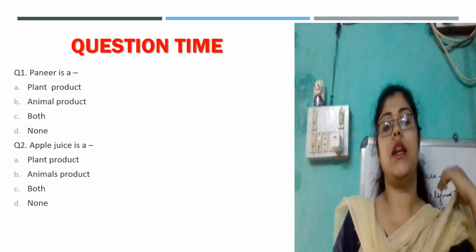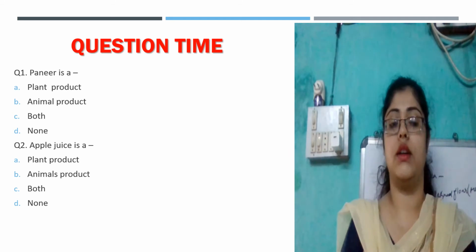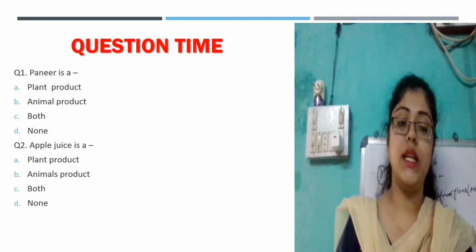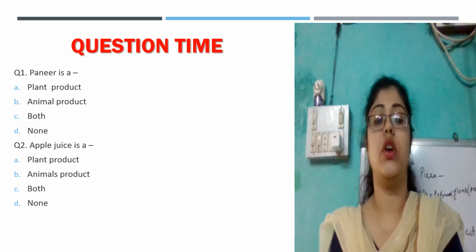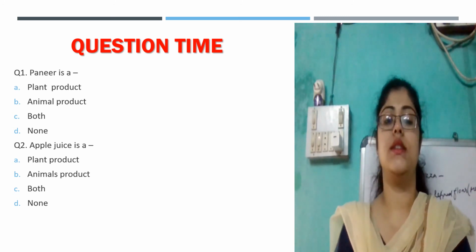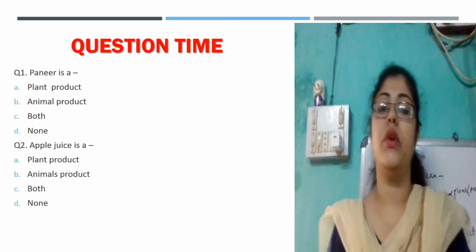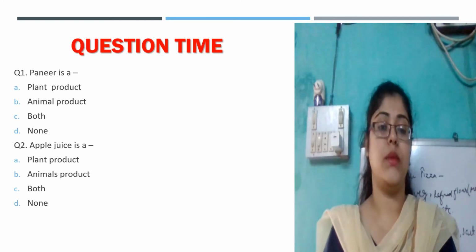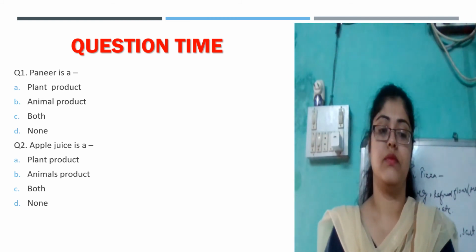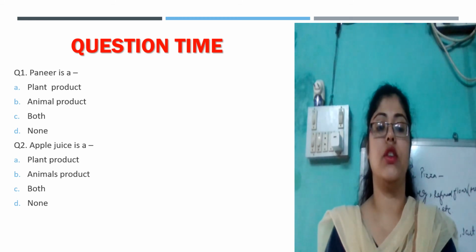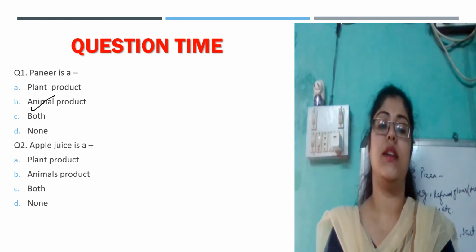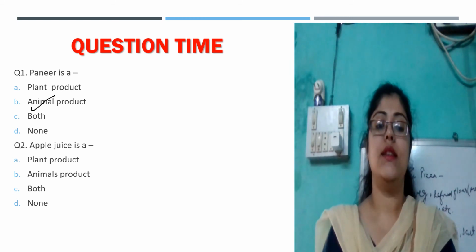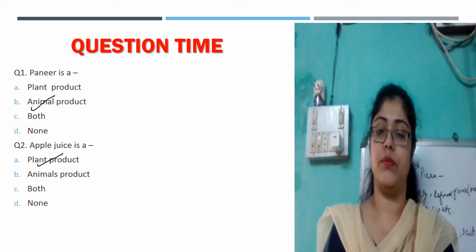So here is another question in front of you, kids. The question says that paneer is a plant product, animal product, both or none. And the second question says that apple juice is a plant product, animal product, both or none. So you have to answer in the comment section within 2 seconds. Okay, class, very good. The first answer is paneer, as we have just discussed that it is an animal product, and similarly the apple juice comes from plant, and hence it is a plant product.